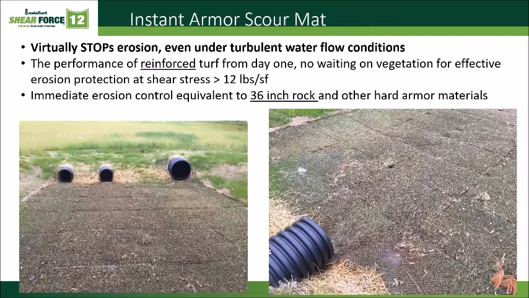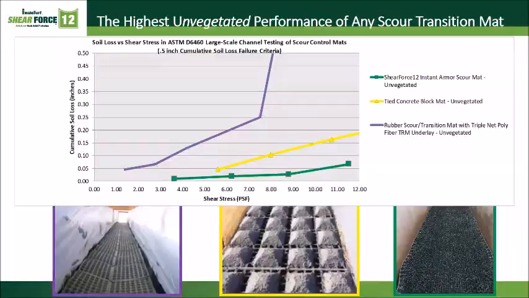And this product provides a very high level of erosion protection as soon as you put it down. Basically, permissible shear stress on this material without vegetation is 14 pounds per square foot in cohesive soil conditions, which is equivalent to a 36-inch rock riprap.